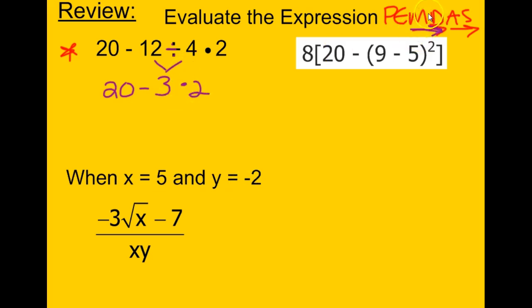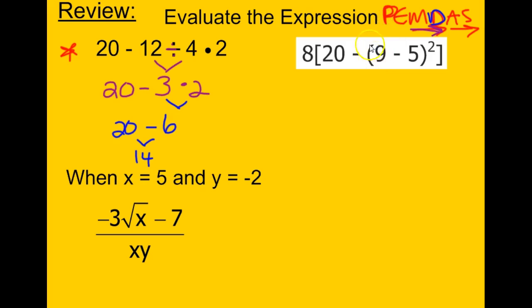And then we're still on multiplication and division. We have multiplication. So 3 times 2 is 6. So 20 minus 6 should give us 14. And that's our answer.